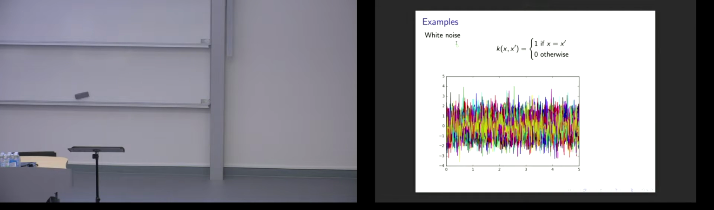Another kernel, which you can informally think of as the derivative of the Brownian kernel, is white noise. This kernel is 1 if x equals x prime. So the variance between f of x and f of x prime is 1 if we're at the same point. The variance at that point is 1. Otherwise, the covariance is 0. So that means all points are uncorrelated. In other words, this is a nowhere continuous process. It's white noise. Every point is independent of every point, so it's not continuous anywhere.